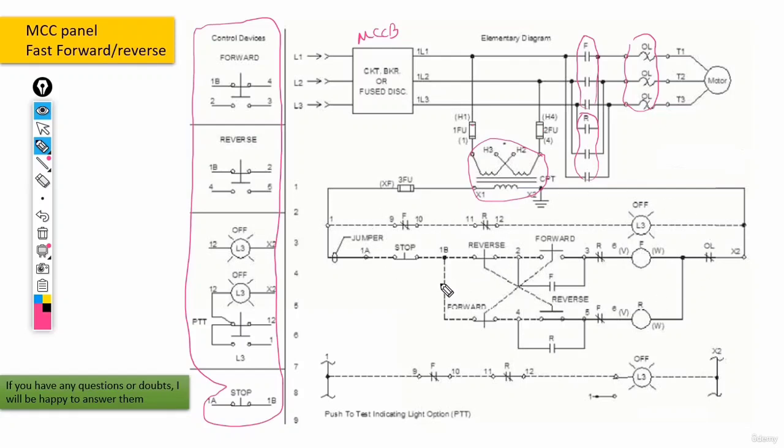Now, exactly the same as the circuit that we had in the last slide, we have a stop push button here, and also this closed contact of the bimetal, 95 and 96. And we have this reverse push button, and also the forward push button. And we already talked about how exactly they work.